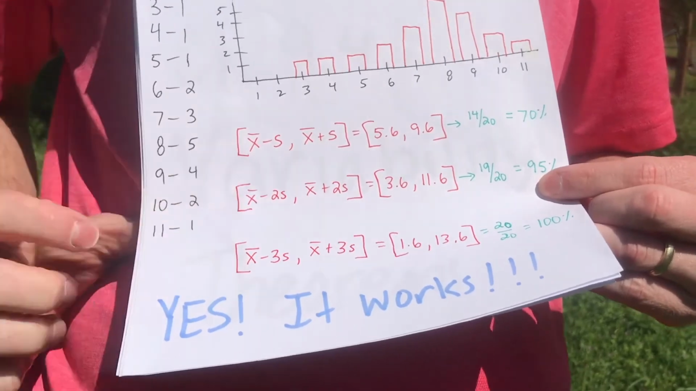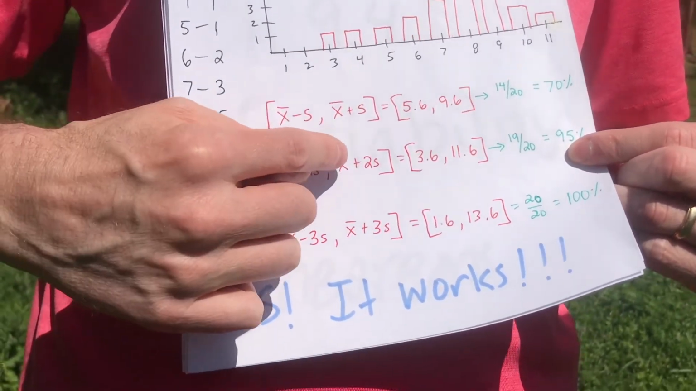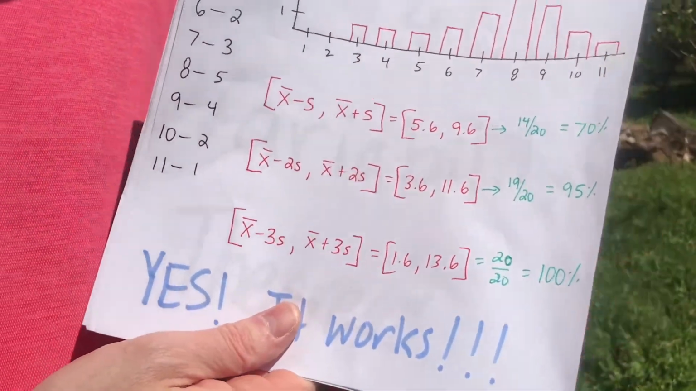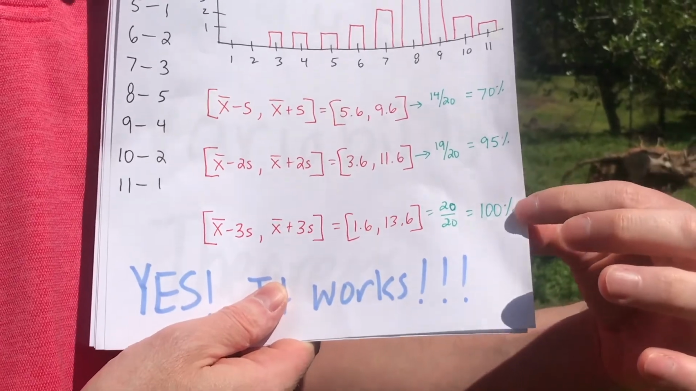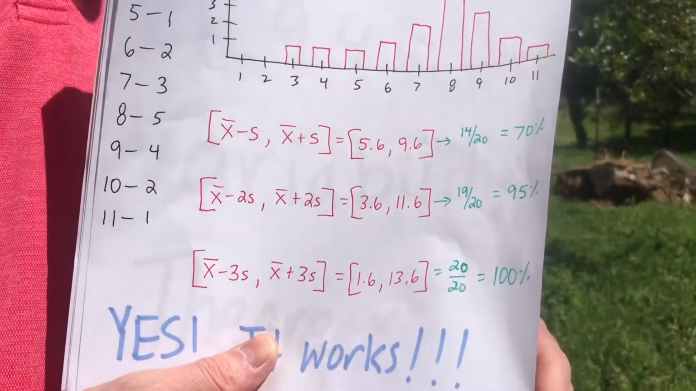If I do that with 2 standard deviations, my x bar, my average, take away 2 standard deviations and plus 2 standard deviations, then that's going to have 19 out of my 20 numbers, which is 95%. That's perfect. And then my 3 standard deviations here goes to 20 out of 20. I get all my numbers. I needed 99.7%. I did even better. I got 100% of my numbers in there.